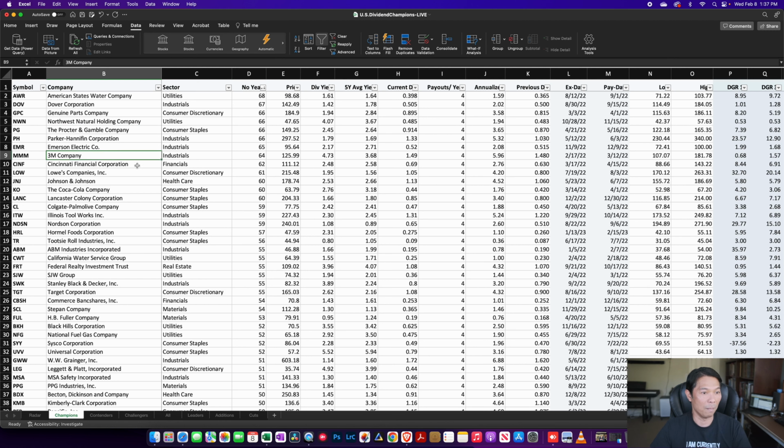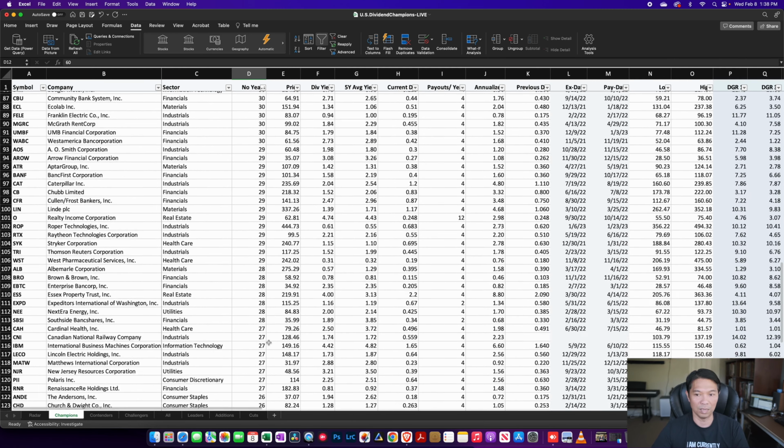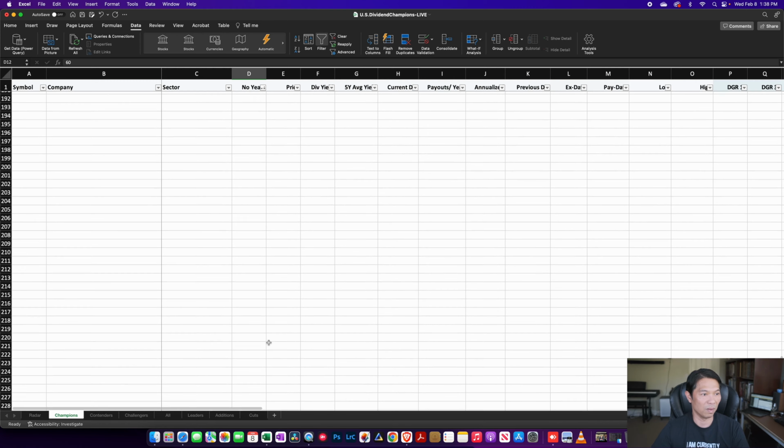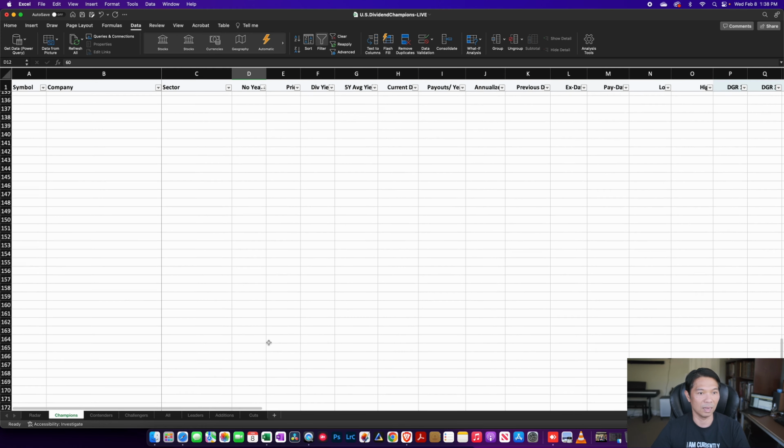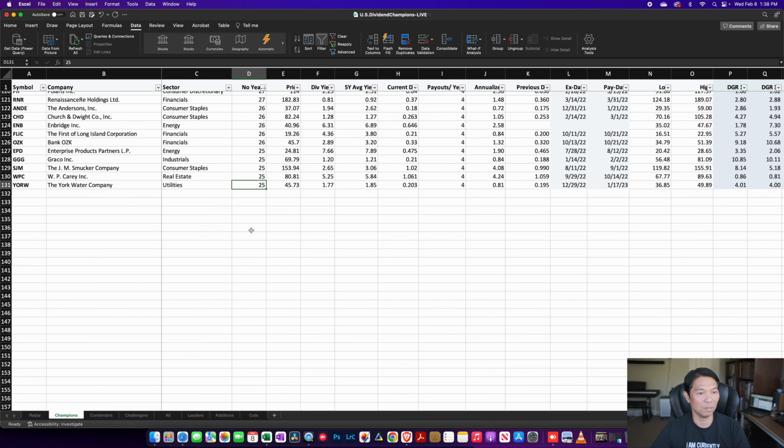You have 3M, 64 years. You have Lowe's, 61 years. Johnson & Johnson, 60. Coca-Cola, 60. Colgate-Palmolive, and so forth. So I sorted it from longest to least. And if we scroll down here, the lowest should be 25 years because I think that's the cutoff. I scrolled too fast. So here you go. That's the lowest.